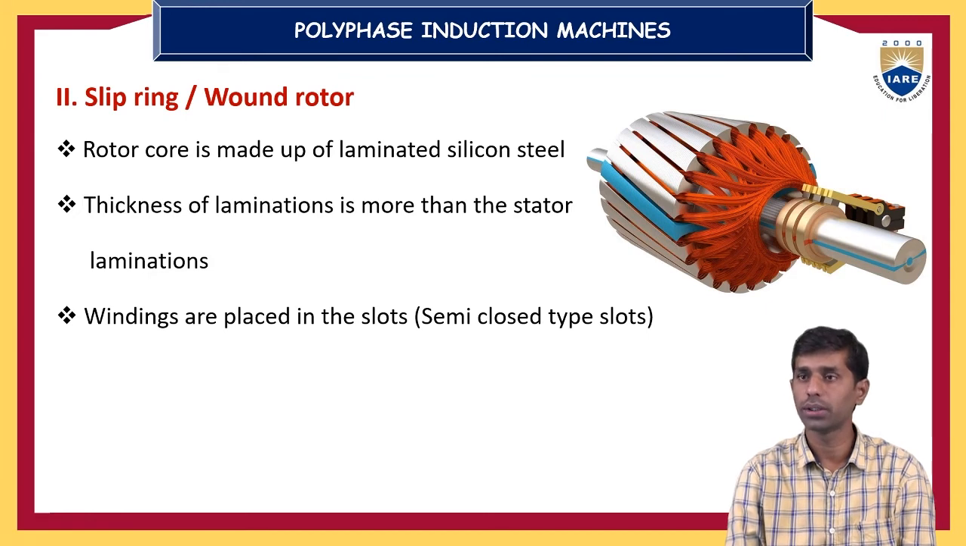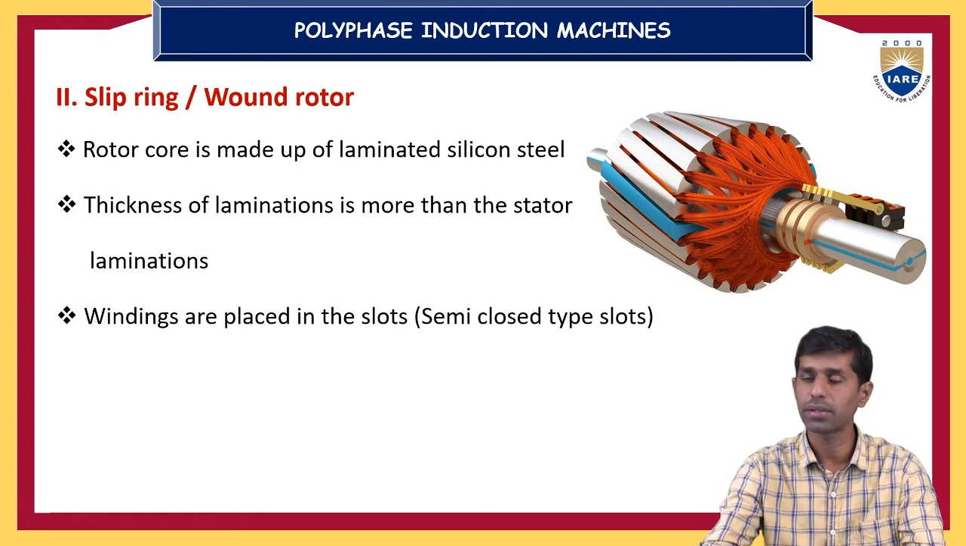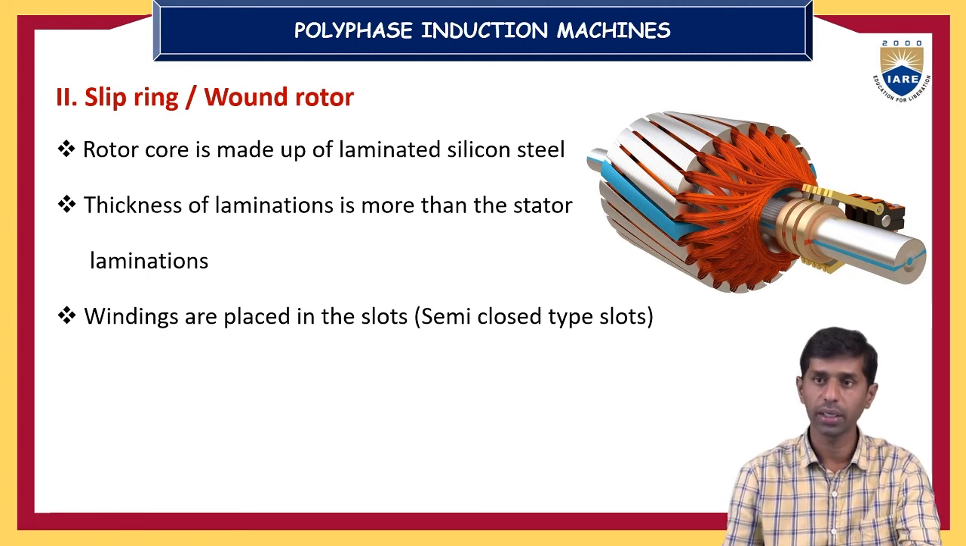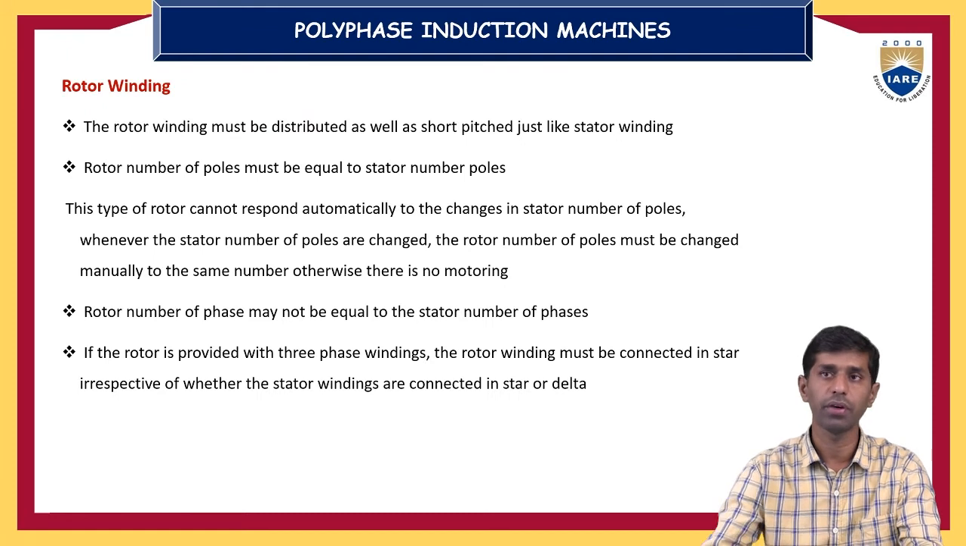The rotor core is very similar. It is made up of silicon steel like your squirrel cage induction motor, and the thickness of the laminations also depends upon your induced currents or induced EMF frequency. The thickness of the lamination is thicker than the laminations of the stator, and generally semi-closed type slots are preferred in the case of the slip ring induction motor rotor.